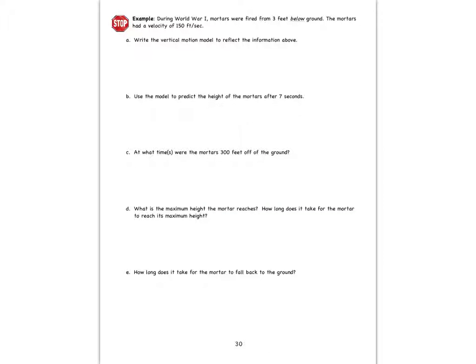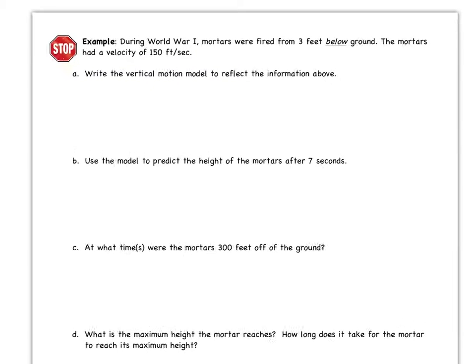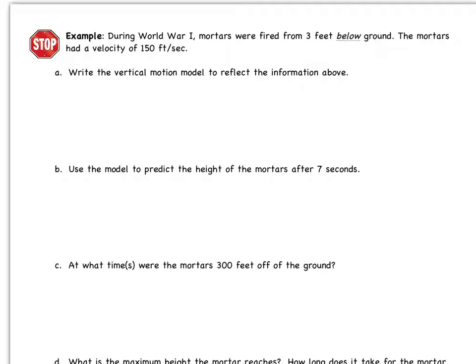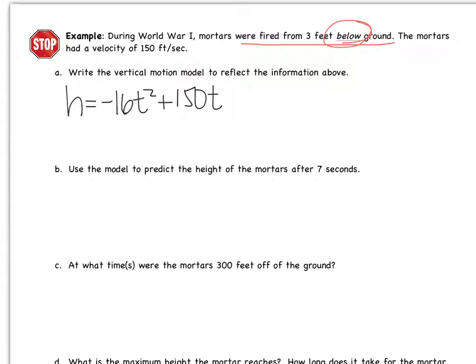Okay, so I want to make sure that we set this equation up correctly. So this one says, during World War I, mortars were fired from 3 feet below ground. The mortars had a velocity of 150 feet per second. So we're going to start by writing the vertical motion equation. So it's going to be h equals negative 16t squared plus, our initial velocity is 150. And then here's the part that's tricky, it said that these mortars were fired from 3 feet below ground. So below ground means our initial height is negative 3. So this is the equation that you're going to do.